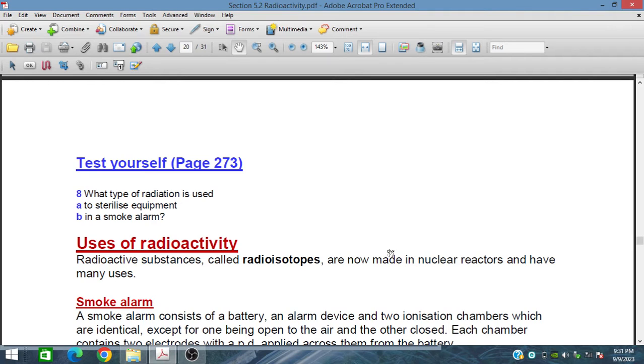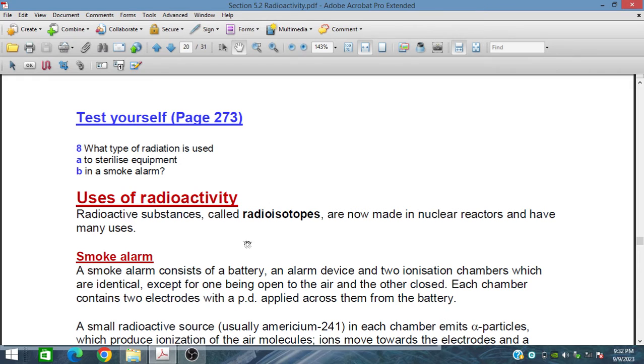We will discuss the uses of radioactivity and these radioactive substances called radioisotopes. These radioisotopes are made in a nuclear reactor. In a nuclear reactor, these radioisotopes are produced after irradiation, and they could be used in several places. And here in this session we will discuss the uses of radiation in sterilizing equipment and in smoke alarms.